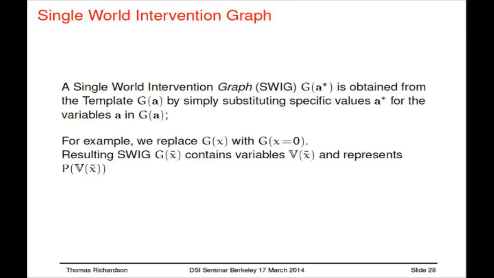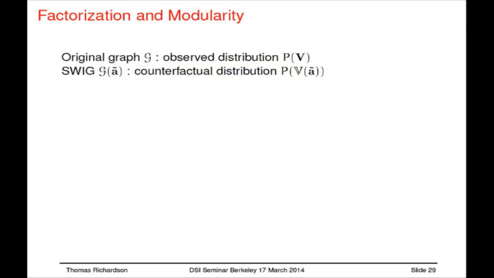Okay, and then that gives us the template, and then in order to obtain a SWIG, you put in your favorite values for A. And then a little bit of notation. I'm going to use this bold V of x to be the set of variables that the SWIG contains. So the SWIG G of x tilde represents a joint distribution over these counterfactual random variables.